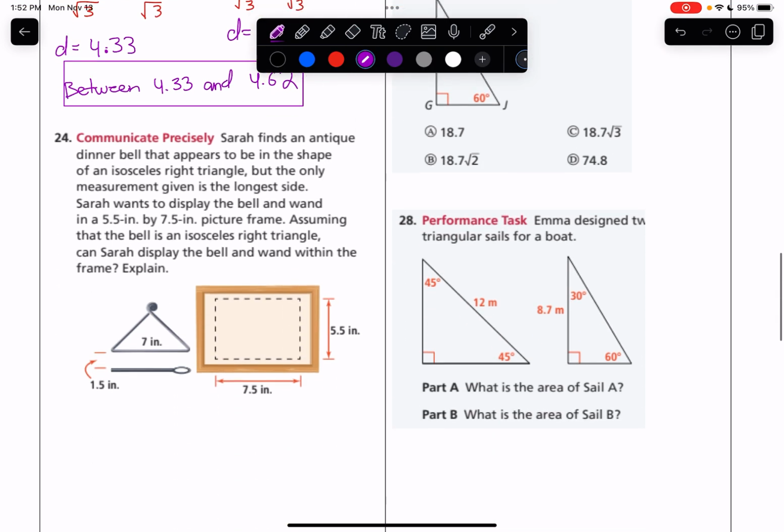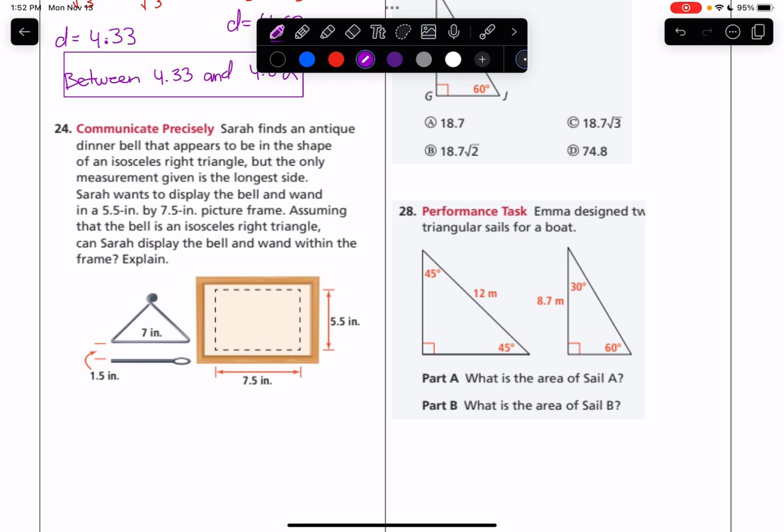Number 24. Sarah finds an antique dinner bell that appears to be in the shape of an isosceles right triangle, but the only measurement given is the longest side. Sarah wants to display the bell and wand in a 5.5 inch by 7.5 inch picture frame. Assuming that the bell is an isosceles right triangle, can Sarah display the bell and wand within the frame?